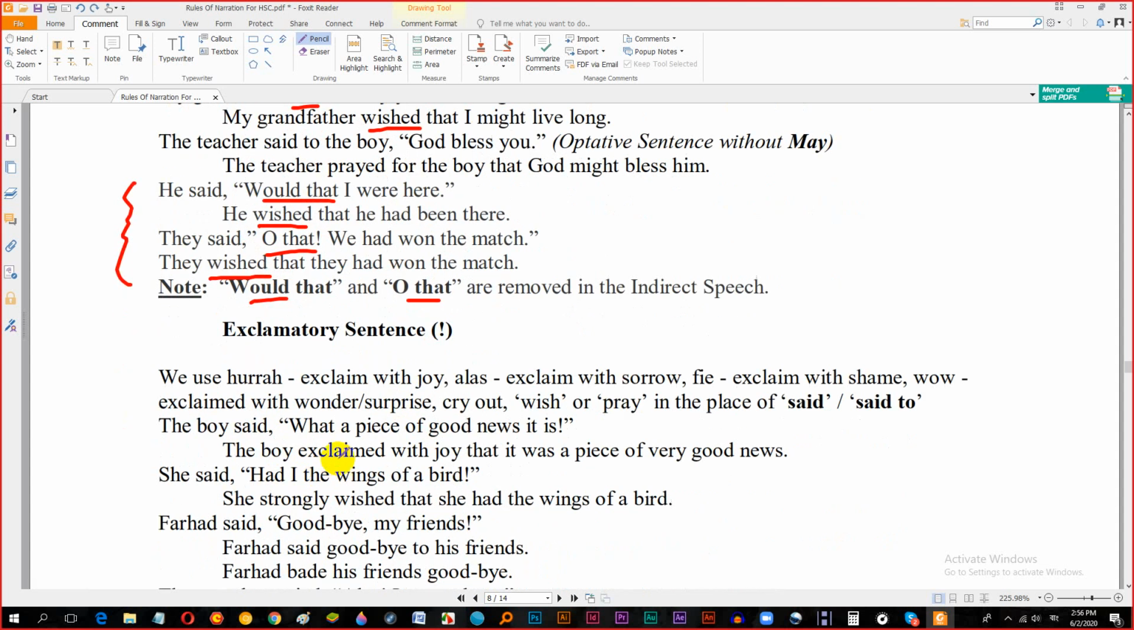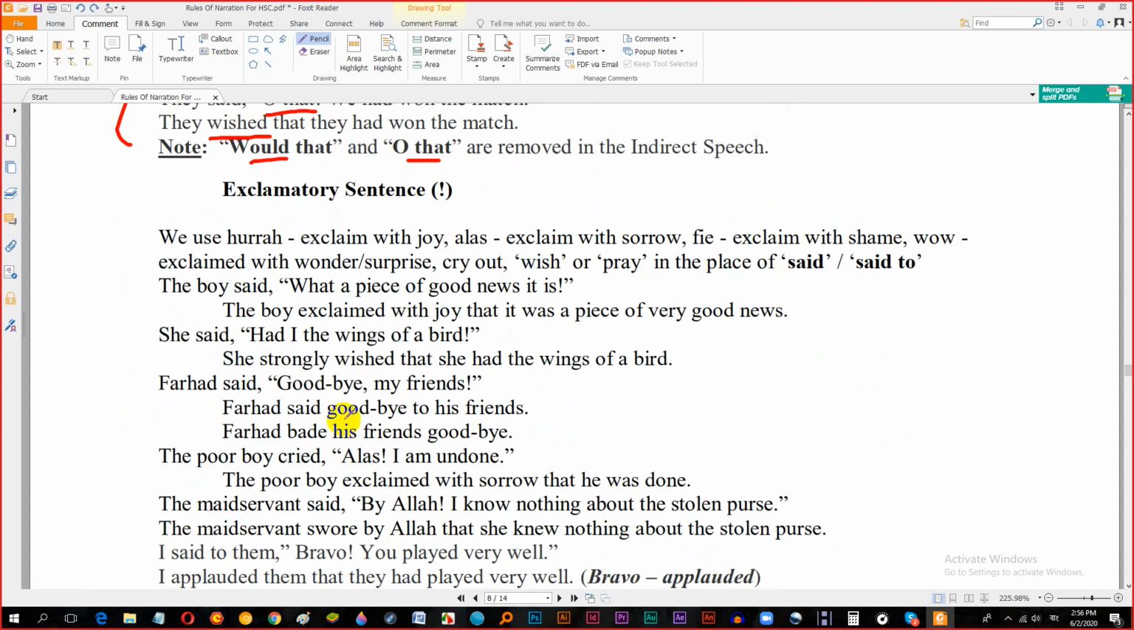Okay, then exclamatory sentence. So generally in exclamatory sentences we use exclaim with joy, exclaim with sorrow, exclaim with shame. If we find fi, fi means shame, in Bangla we can say chi chi, fi, then exclaim with shame, then wow, exclaim with wonder or surprise, cry out, wish or pray. We are using this instead of said.